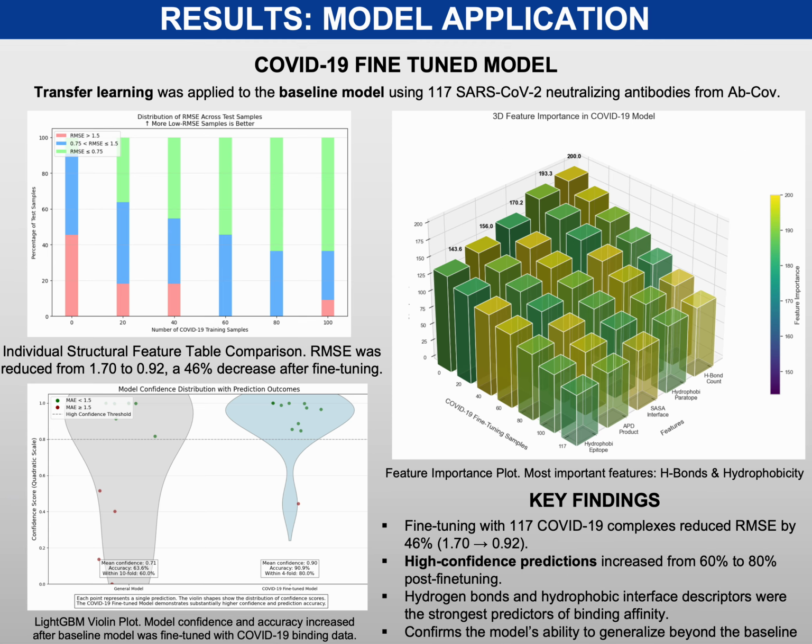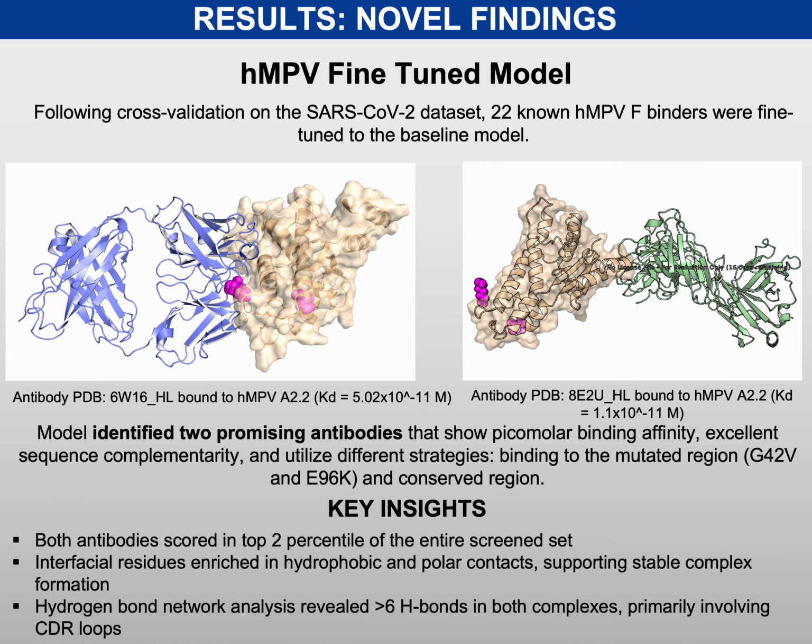To improve generalization, I applied transfer learning with 117 COVID-19 antibodies. After fine-tuning, RMSE dropped from 1.70 to 0.92, which is a 46% decrease, and high-confidence predictions rose from 60% to 80%. Feature importance analysis showed that hydrophobicity and hydrogen bonding were the strongest predictors, which were consistent with known binding energetics. The final model was tested on HMPV 8.2.